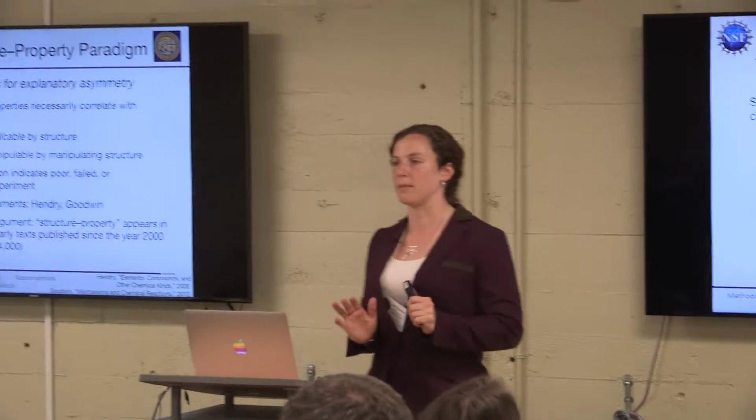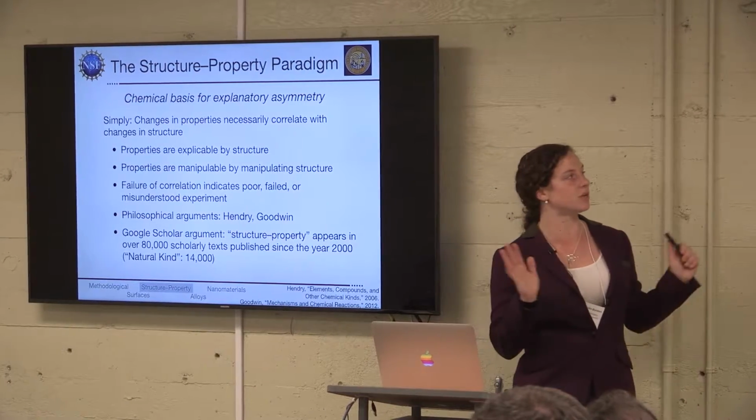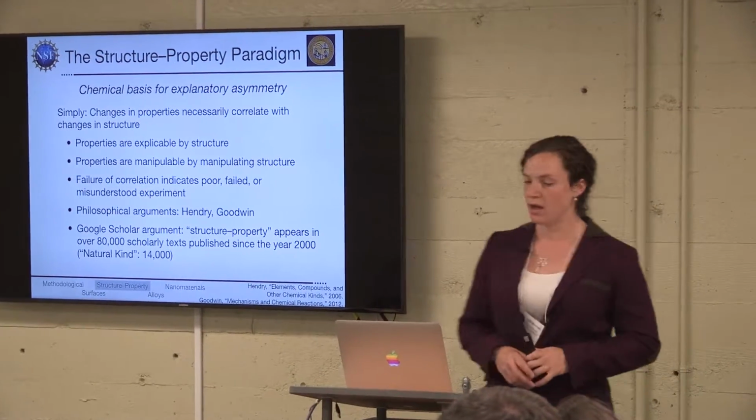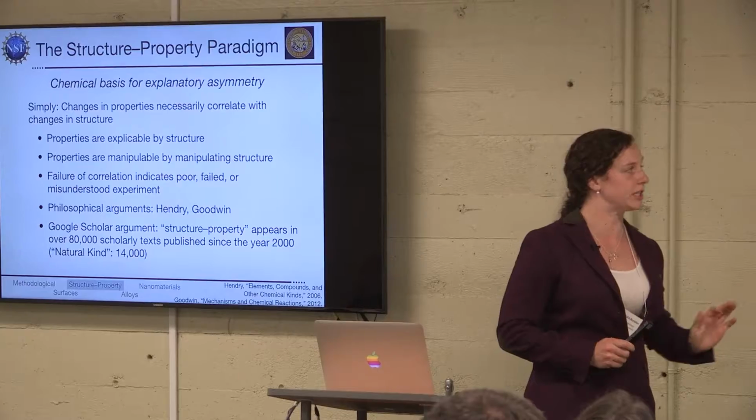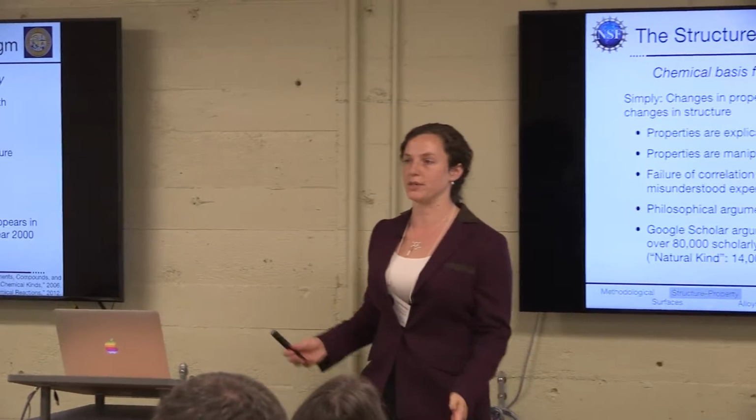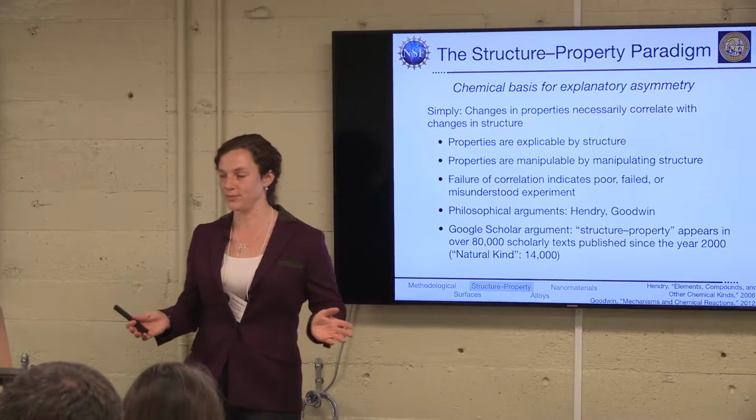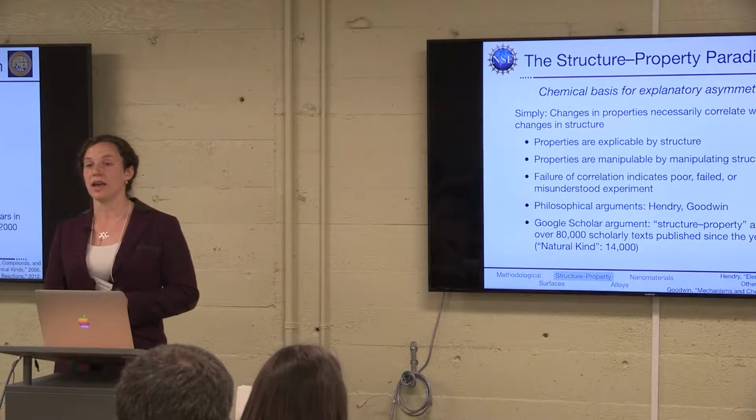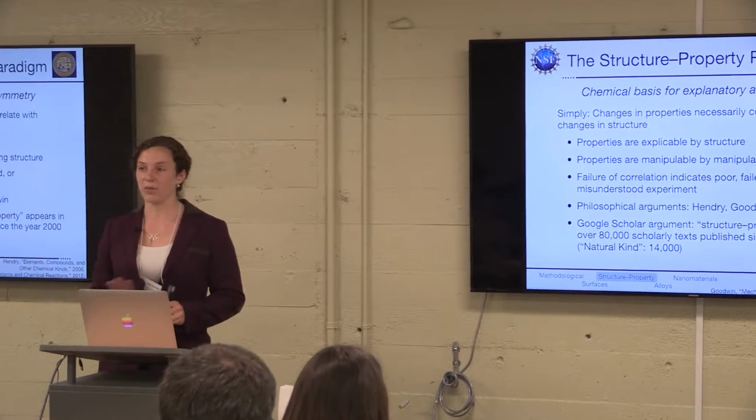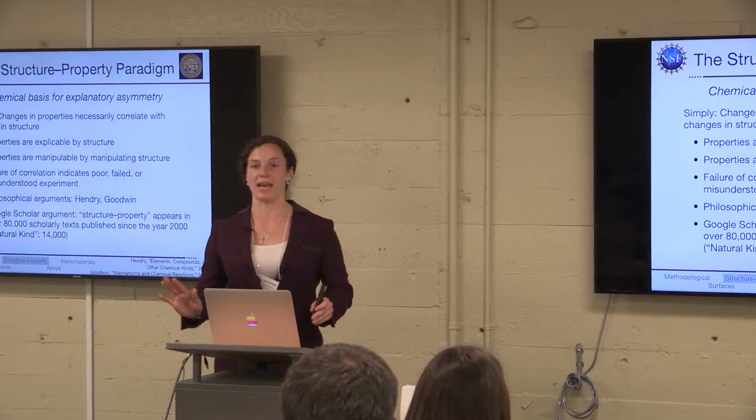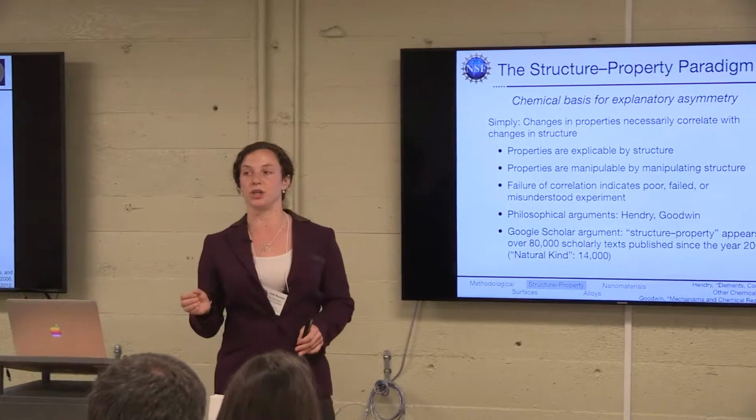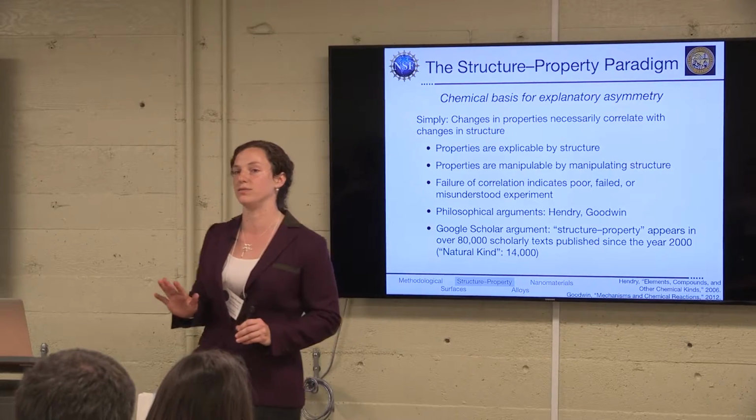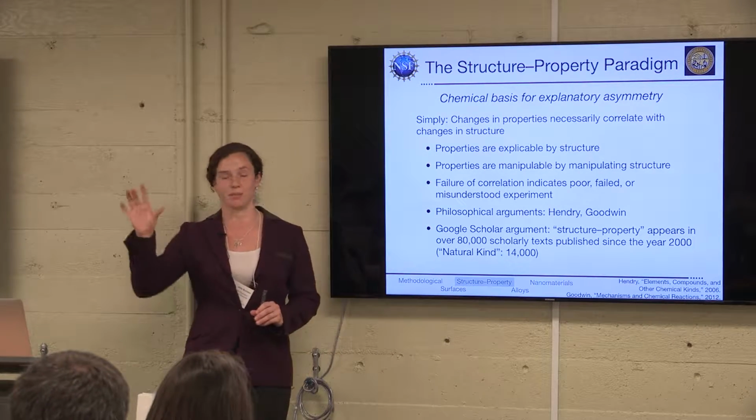So this thing, the structure property paradigm, is a generalization of what I introduced earlier, this explanatory asymmetry between structure and properties in chemistry. And the most basic version is that changes in properties necessarily correlate with changes in structure. No surprise there, right? If I have a metal that changes all of its properties and nothing about its structure changes, I have weird alien metal. That's not how materials behave. I need changes in structure to explain changes in properties, whether or not I want to make deep metaphysical claims about the essence of that thing being located in the microstructure or in the properties or somewhere in between.